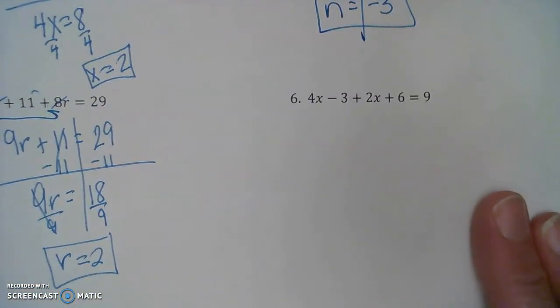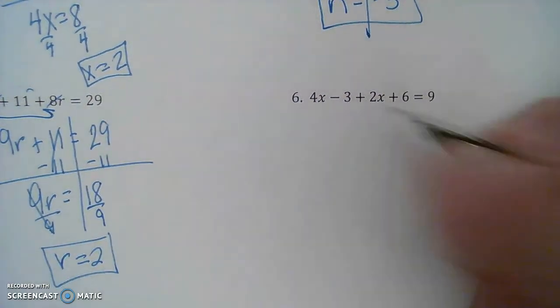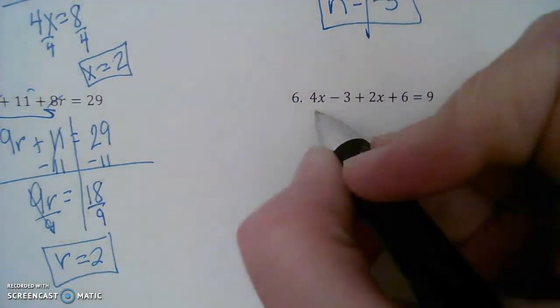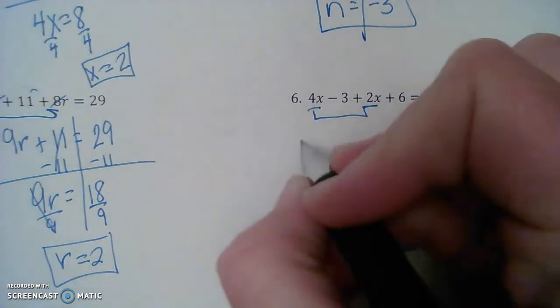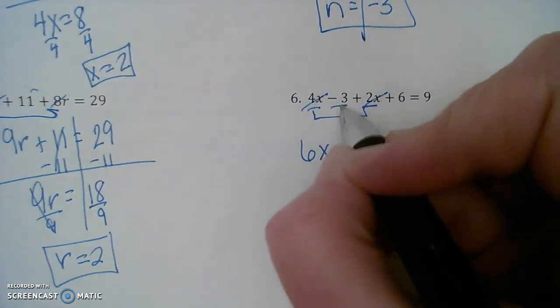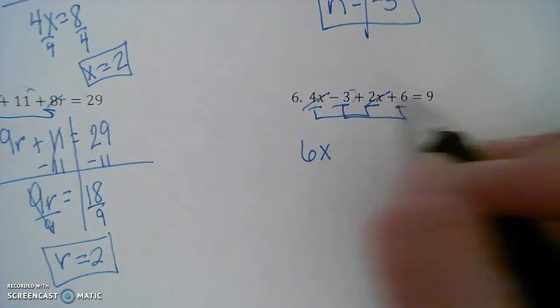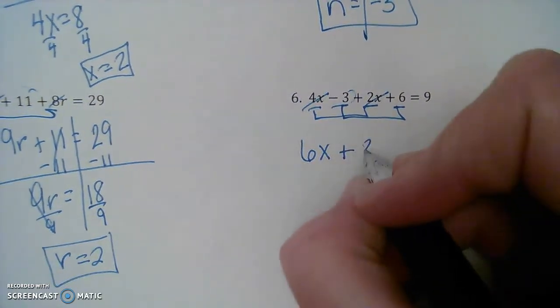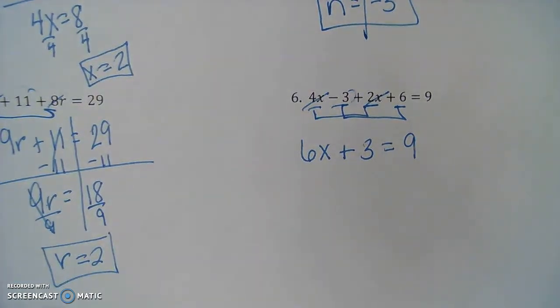And our last one has two sets of things we need to put together. So I like to put my x's together first if I have both, or my variables, whatever they might be. So 4x plus 2x is 6x. Those go away. Negative 3 plus 6. Make sure again you see that as negative 3 plus 6 is positive 3. So 6x plus 3 is equal to 9.